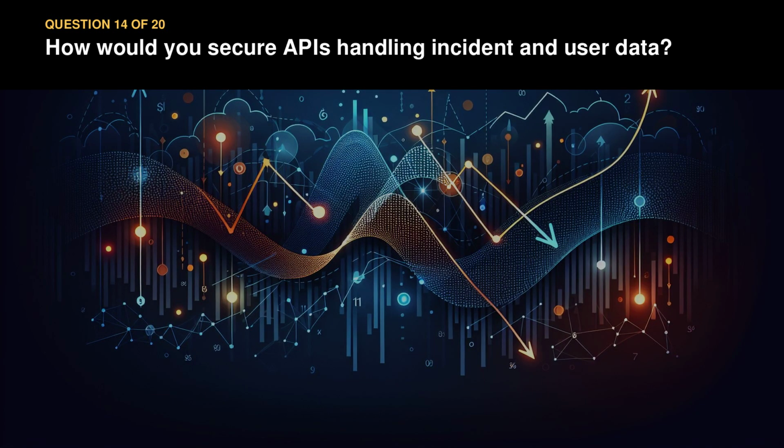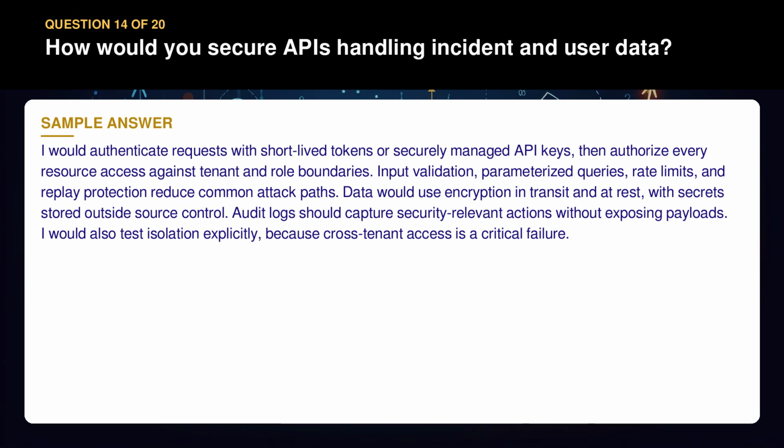Question 14. How would you secure APIs handling incident and user data? I would authenticate requests with short-lived tokens or securely managed API keys, then authorize every resource access against tenant and role boundaries. Input validation, parameterized queries, rate limits, and replay protection reduce common attack paths. Data would use encryption in transit and at rest, with secrets stored outside source control.